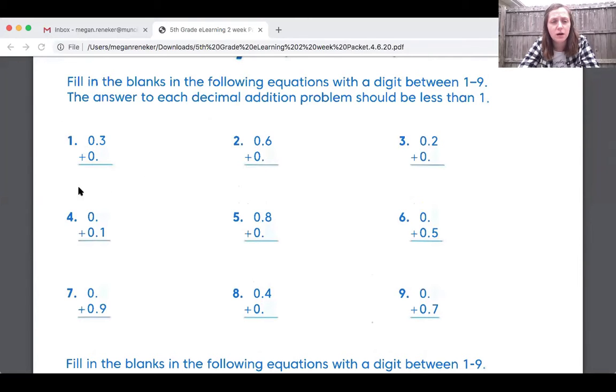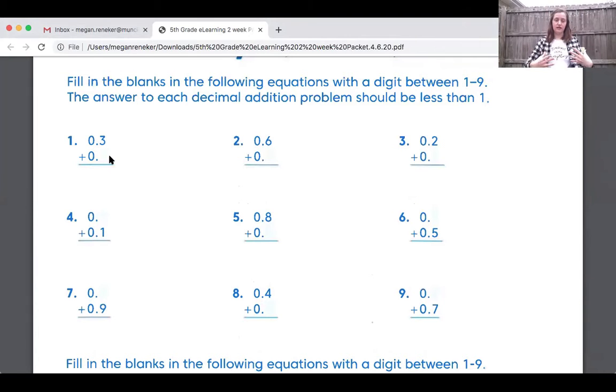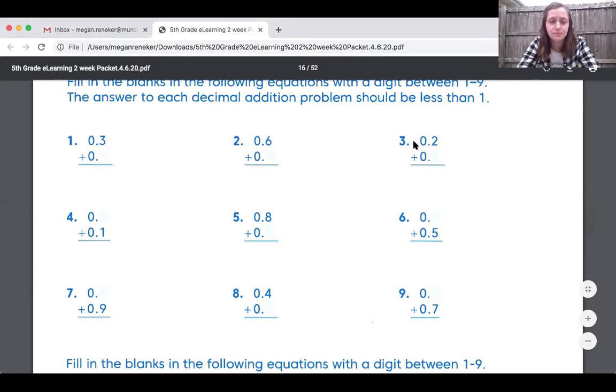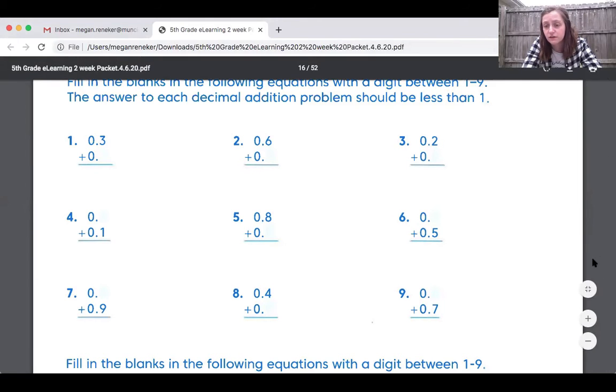Okay, so right here in problem number 1, what we're looking for is a number that can fit in there that is going to give us an answer that's less than 1, right? So at most, this number right here could be 9. Okay, our answer would be 9. So what can we add? What different numbers can we add to 3/10 to give us an answer that's less than 1? Okay, we could put in there a 4. So 0.3 plus 0.4 would give us 0.7, or 7/10, right?